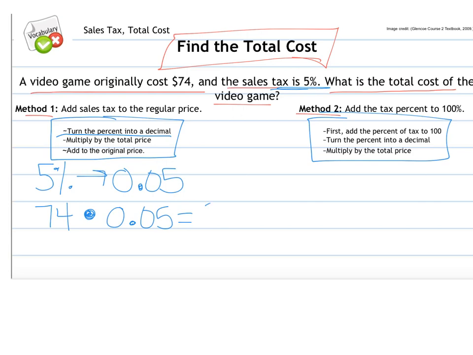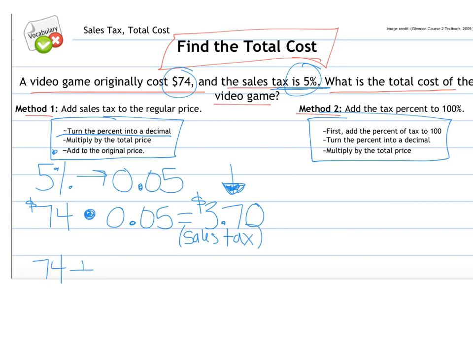We get 3.7, which I'm going to add my 0 to make it money and add my dollar sign. So $3.70 is our sales tax. That is how much, based on a $74 video game with a 5% tax, is going to be added to my bill that will go towards tax. So then my last step is to add it to the price. So 74 plus $3.70 is going to be $77.70.